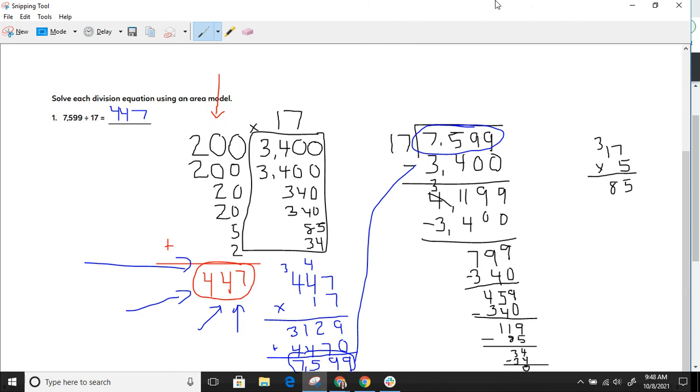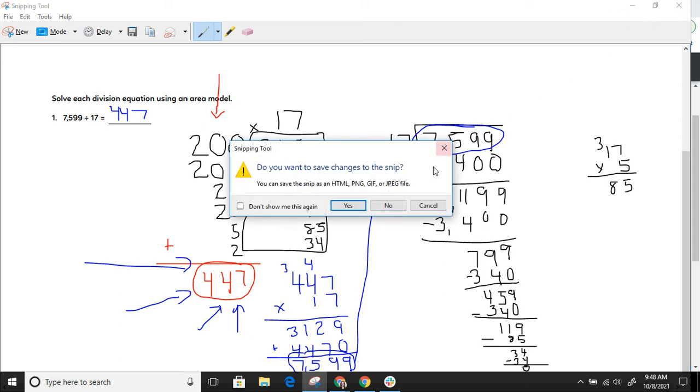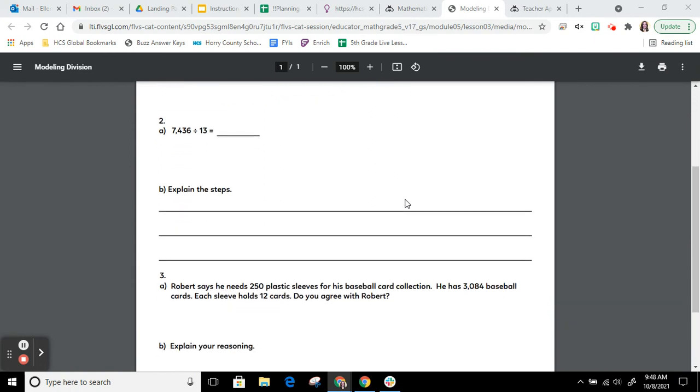Okay, so that's number 1. I'm going to close out. And let's look at number 2. Now, number two, I'm not going to go through all that again with you. You've got the model, you've got the examples on Buzz. You're going to do the same exact thing for number 2. You're going to solve using the area model.